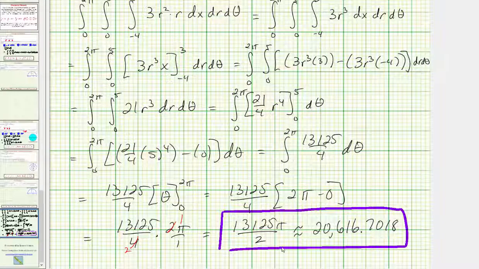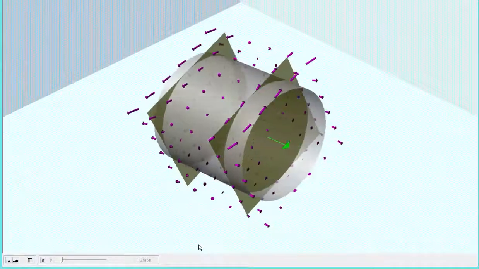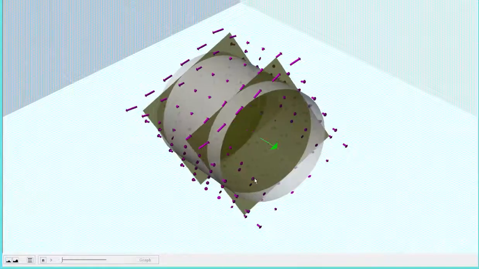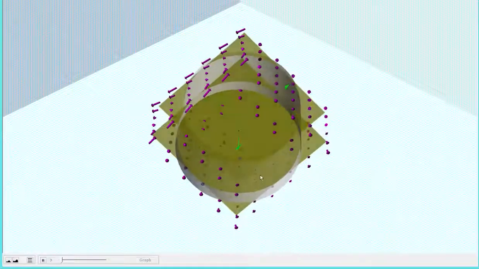So going back to the graph, this value represents the total flow across the boundary surface S, as well as the total divergence of the vector field in the solid region V.